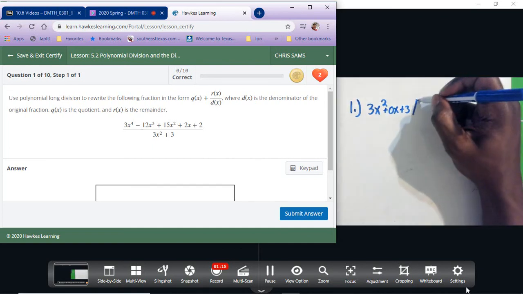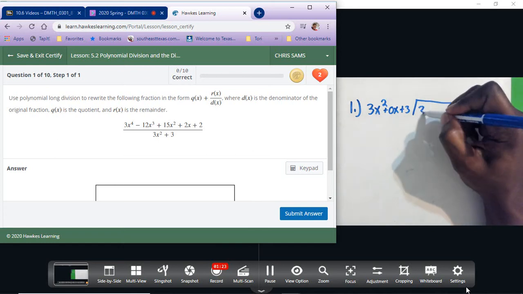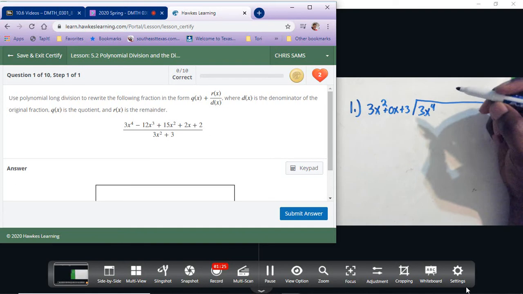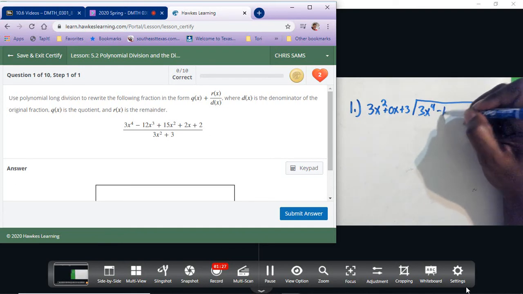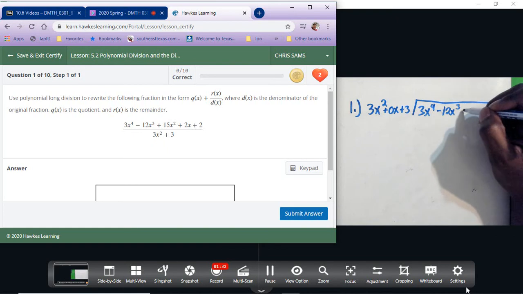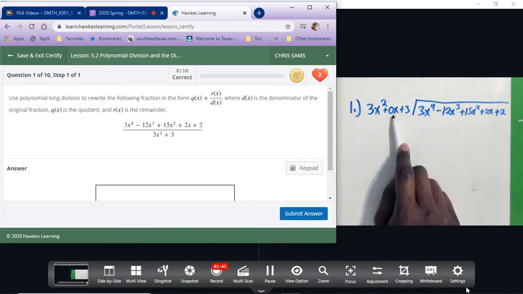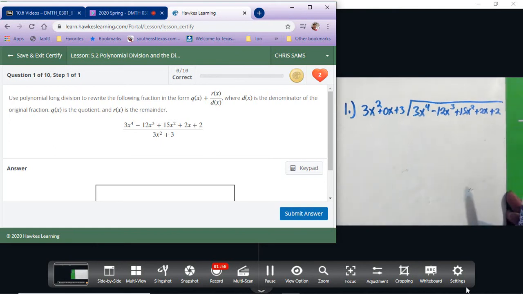And then in my long division bar, I'm going to write the numerator. 3x to the 4th minus 12x cubed plus 15x squared plus 2x plus 2. Alright, so anytime you're doing this, if you are missing a term, you have to put a 0 there as a placeholder so that everything lines up.